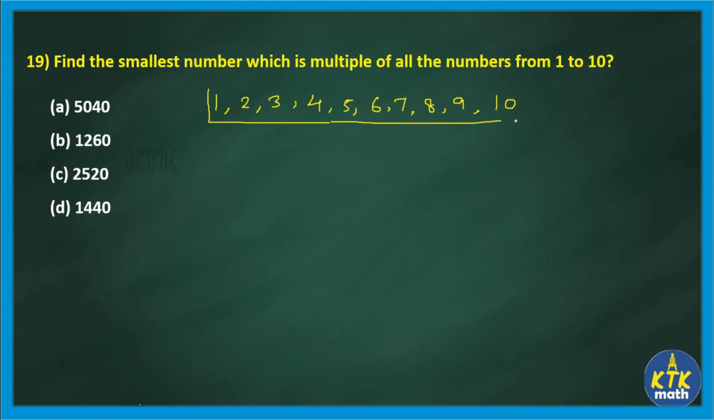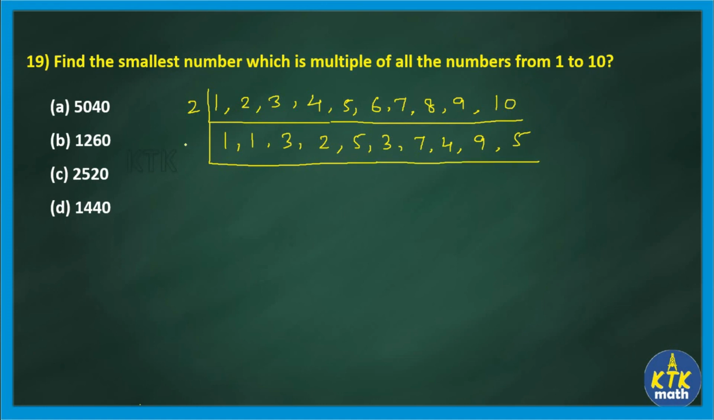Now you are going to do some long division. You can take 2 common first. Because many even numbers are there, so 1, 1, 3, it's going to be 2; 5 will come the same, 3, 7 will be the same, 4, 9 and 5. Now this time again I can see 2, that is an even number, so you can take one more 2.